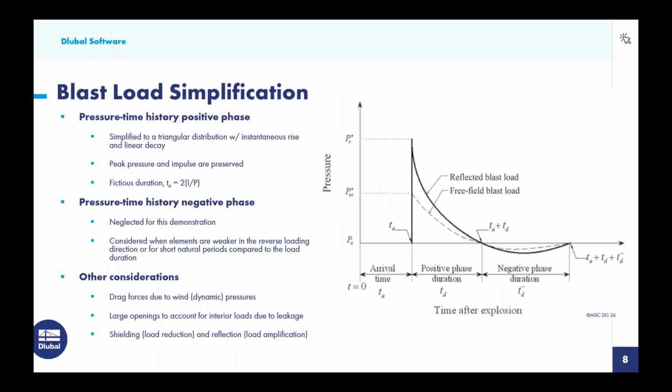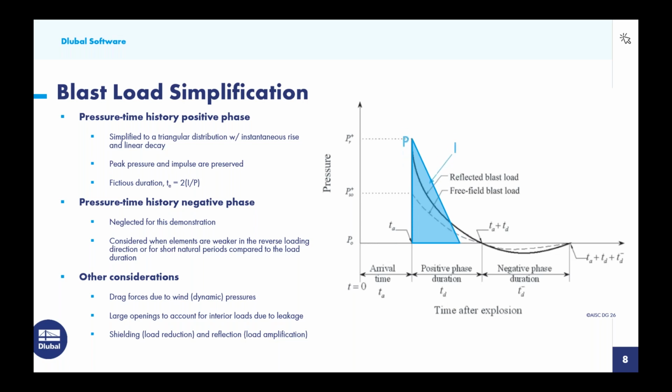So moving on to the blast load simplification. So again, we're primarily referring here to AISC Design Guide 26. And let's first start off with the pressure time history positive phase. Well, what we're going to do here is to simplify it to a triangular distribution, but we still want to maintain that instantaneous rise as well as a linear decay now. So quite a simple application when we compare it to the more theoretical approach shown in the background here.